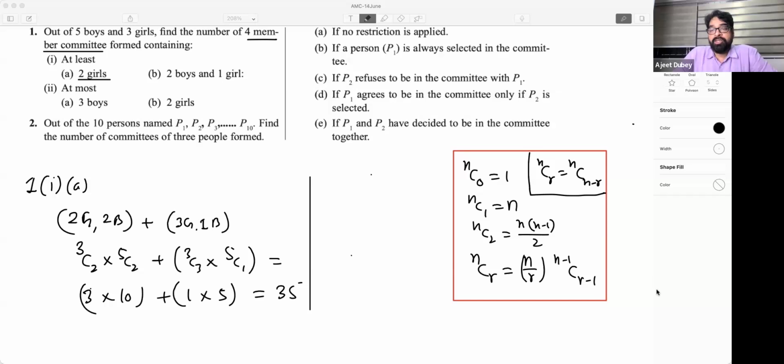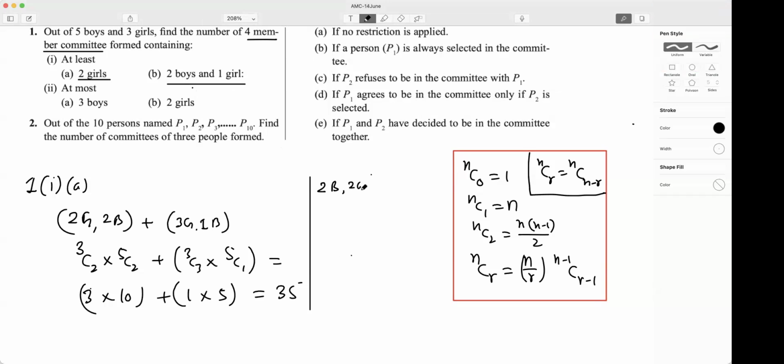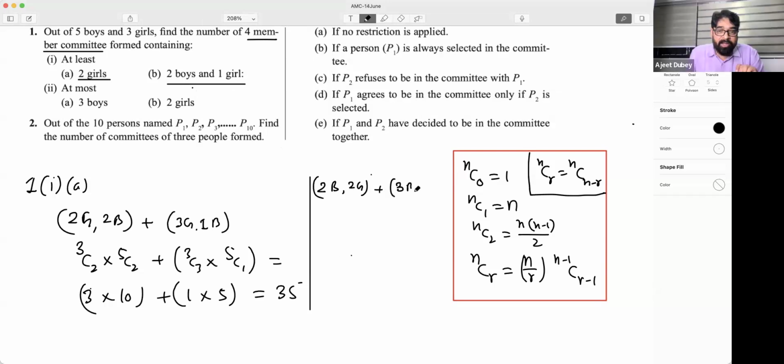So the answer is 60. So many people gave the answer 60. Let's understand that. 2 boys and 1 girl, minimum. Be clear, the condition is minimum. They're not asking for exactly this. So what is the possibility? 2 boys and 2 girls, or 3 boys and 1 girl. No other possibility. That's all.